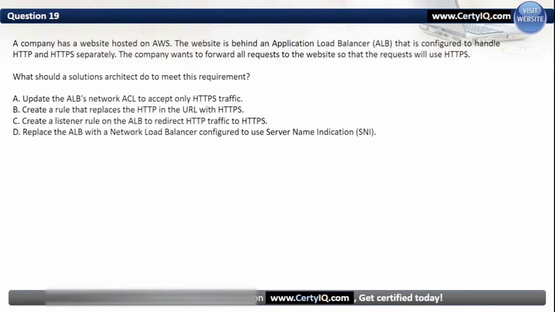Our options are A. Upgrade the ALB's network ACL to accept only HTTPS traffic. B. Create a rule that replaces the HTTP in the URL with HTTPS. C. Create a listener rule on the ALB to redirect HTTP traffic to HTTPS. Or D. Replace the ALB with a Network Load Balancer configured to use Server Name Indication. The correct option here is C. Create a listener rule on the ALB to redirect HTTP traffic to HTTPS.